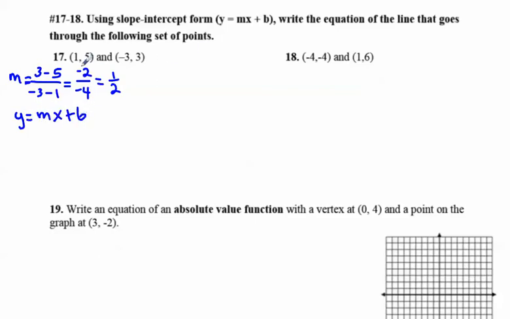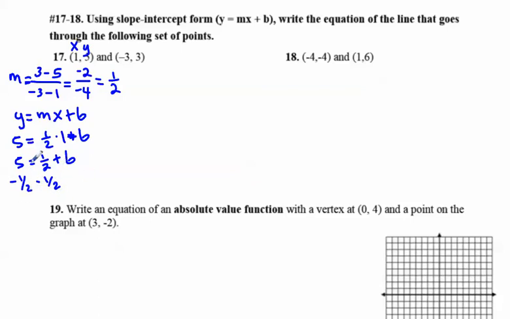And you can use either point. So I'm going to use the first point, and this is my x, and this is my y. We need to find the b. So I put 5 for the y, and 1/2 for the m, and 1 for the x. Oops, plus b. 1/2 times 1 is 1/2, so I have 5 equals 1/2 plus b. And then I need to subtract 1/2 from both sides.